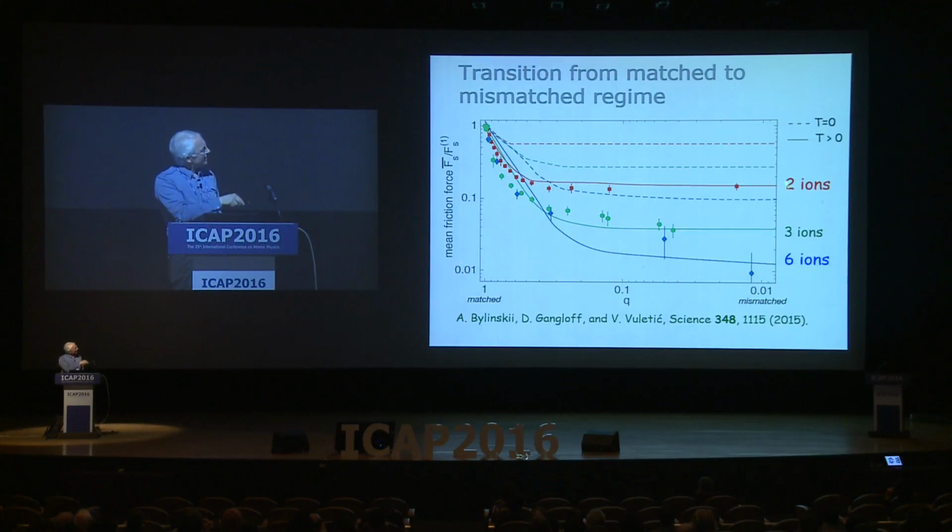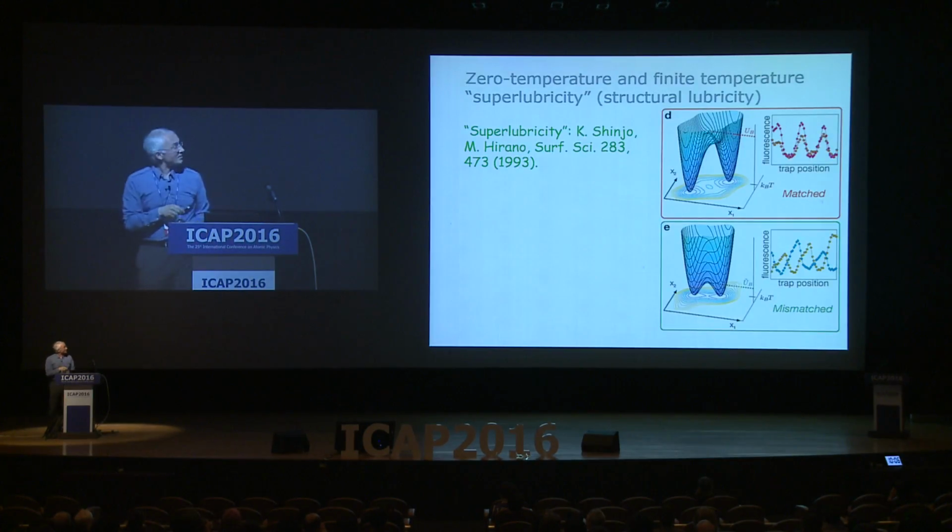So you can see that about half, on a logarithmic scale, about half the reduction comes from T equals 0 superlubricity, and the other half of the reduction comes from finite temperature. Let me explain to you why that is.